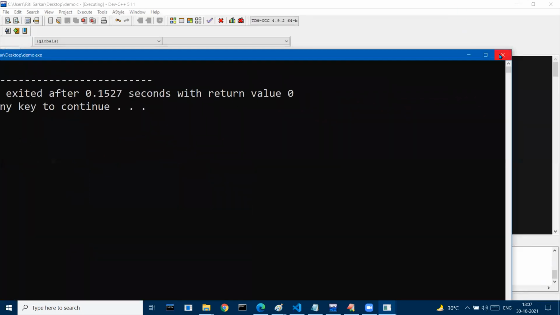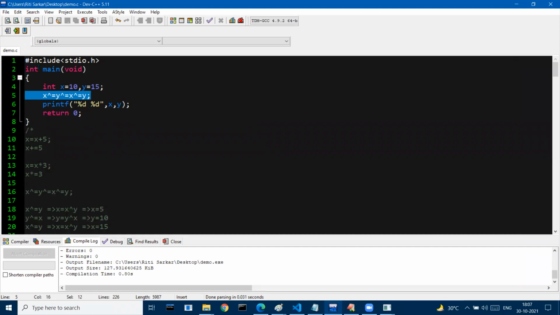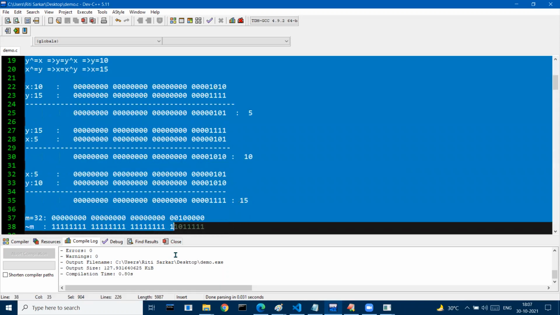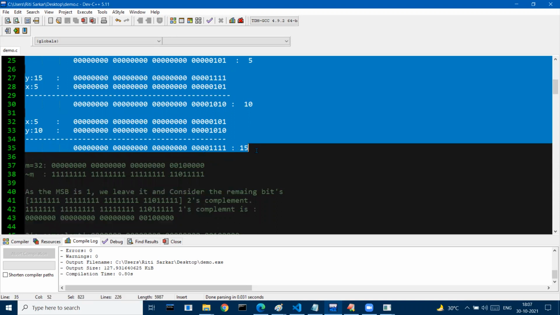If anyone asks, write a program for swapping two numbers in one line, I want the code to be written in one line. This is the logic to write the swapping of two numbers in one line.